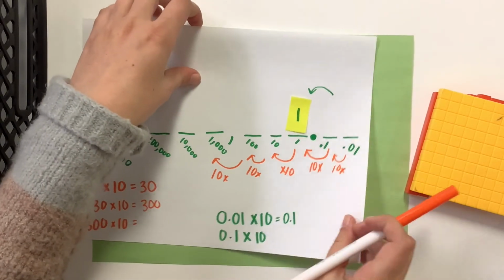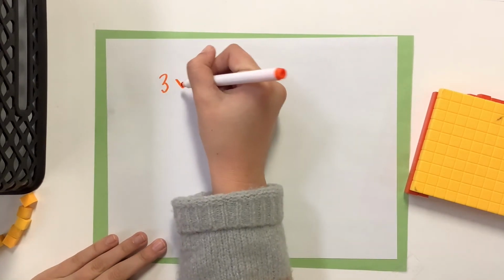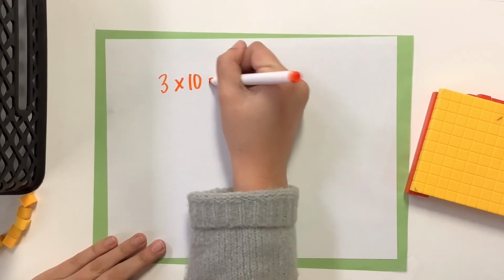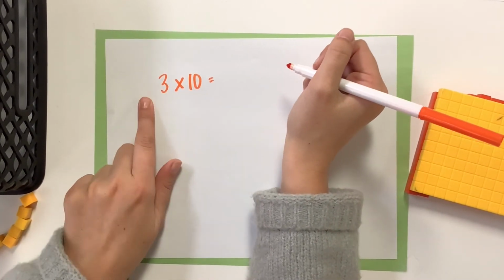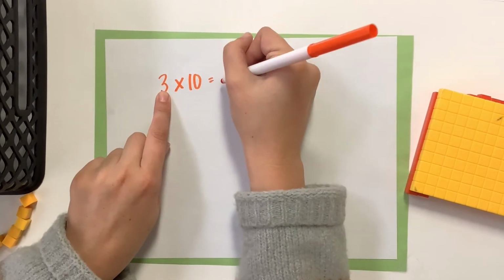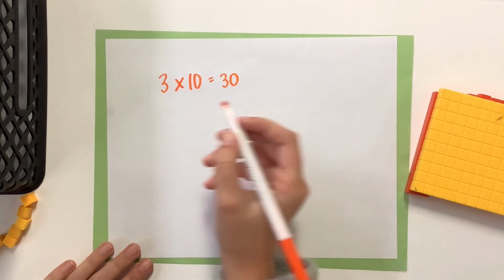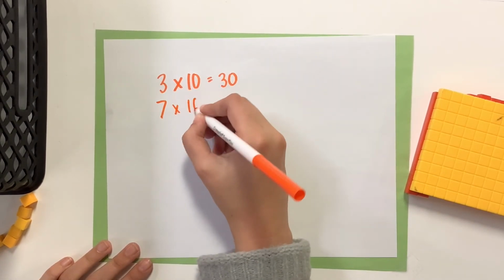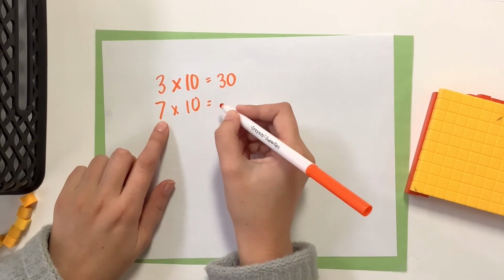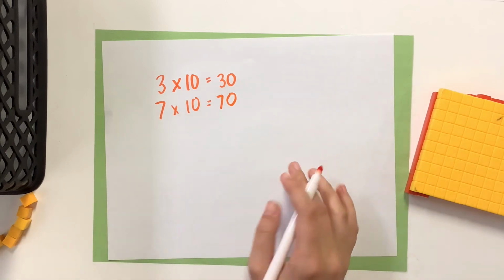So if I have this problem I'm trying to solve, 3 times 10, we know this is a 3 in the ones place. When I multiply it by 10, it's going to move to the next place over. So 3 in the ones is going to move to the tens place. Okay, if I have 7 and I multiply it by 10, a 7 in the ones place is going to move one place to the left, so it's going to become 70.